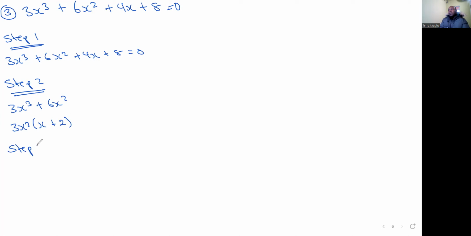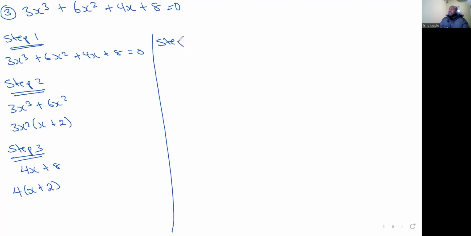Step 3, we then have to factorize this. We have 4x plus what? Plus 8. Now, what is common between both of them? We have 4, and that is x plus 2. So at this stage, you can see that we have x plus 2 here, and we have x plus 2 here. And with this now, you can see that we can proceed with this method. So that means I can now add both of them together, which is step 4.